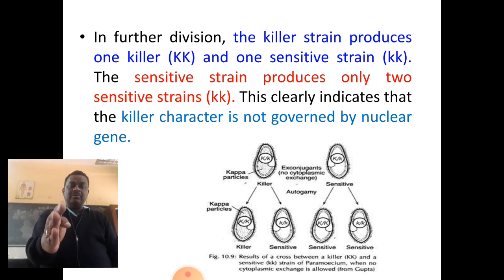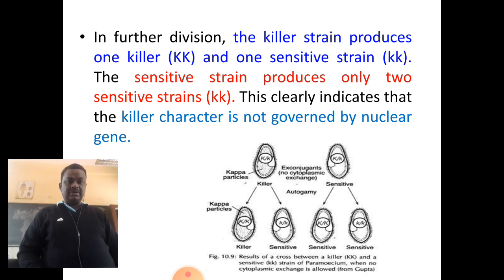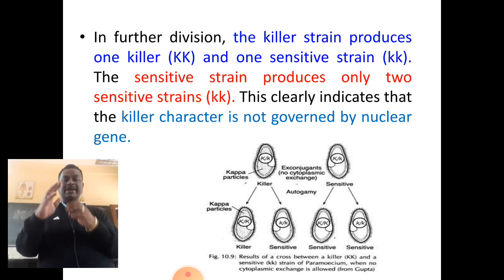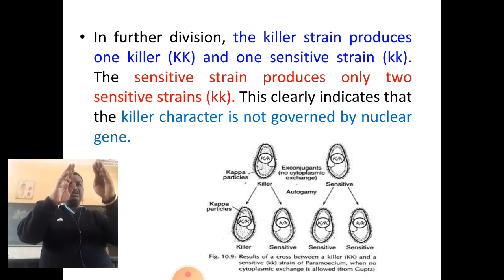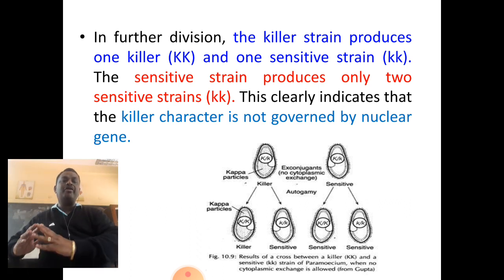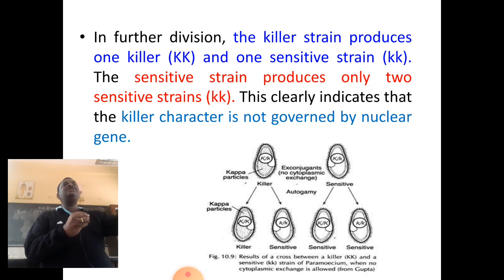Now, the ex-conjugant of the killer strain with capital K small k, when it undergoes binary fission, forms two daughter Paramecium, as you see in the diagram down below on the slide. On the extreme left side, the capital K genotype is seen along with the Kappa particles in the cytoplasm. What is happening here? Of the heterozygous capital K small k, capital K gets into one of the daughter cells and small k enters the other daughter cell. That small k with the cytoplasm having Kappa particles forms the sensitive strain. Why? The capital K allele is absent in this strain.